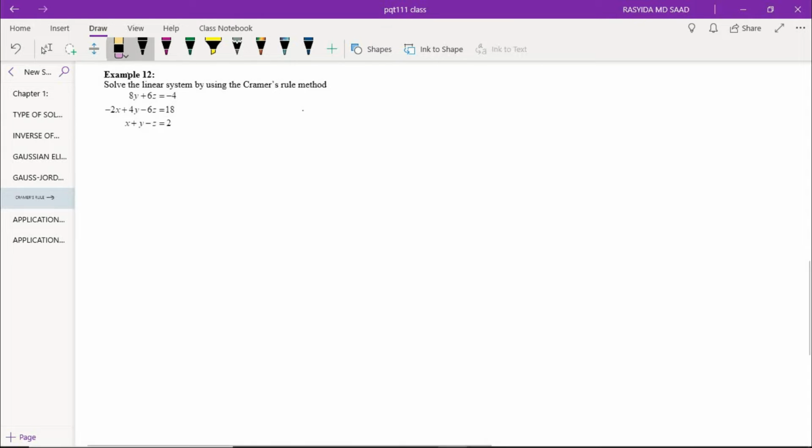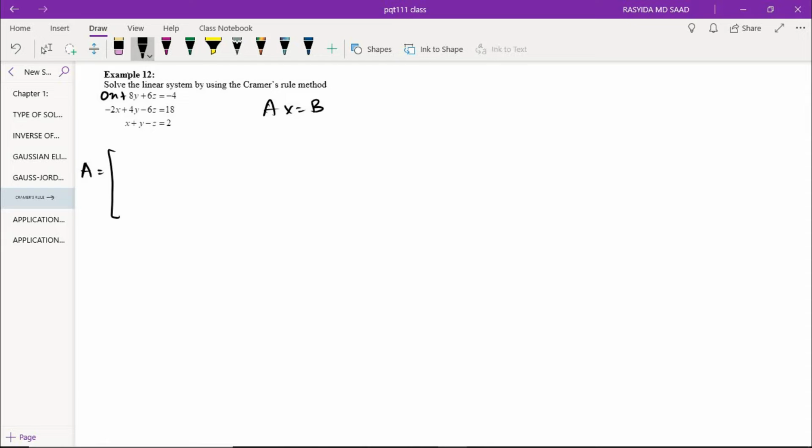Okay, so from here, form the matrix equation AX equals B. Since right now we don't have x in the first equation, we assume that for x it will be 0: 0x plus 8y.